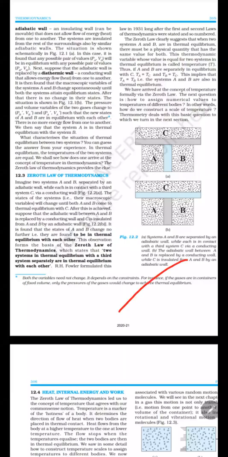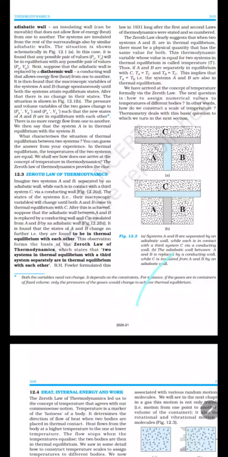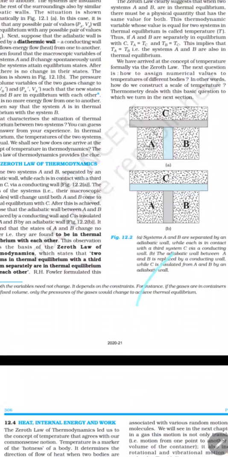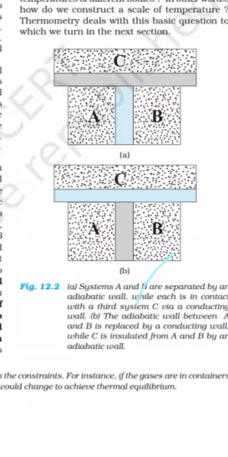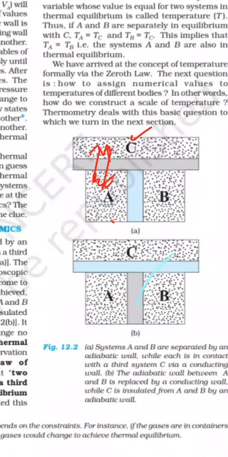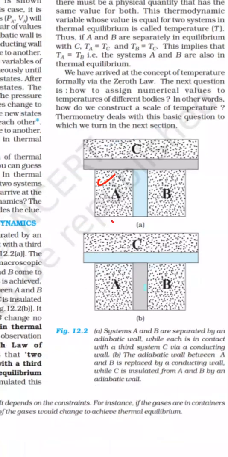You see here. C is in thermal equilibrium with A. That means heat transfer is allowed between them. And C is in thermal equilibrium with B. So A and B also will be in thermal equilibrium with each other. That's what they're telling. Here they have written the explanation also. I'll explain that also. Here you can read it.